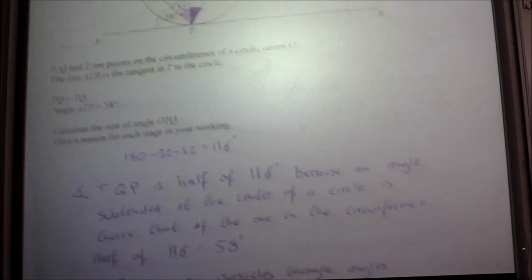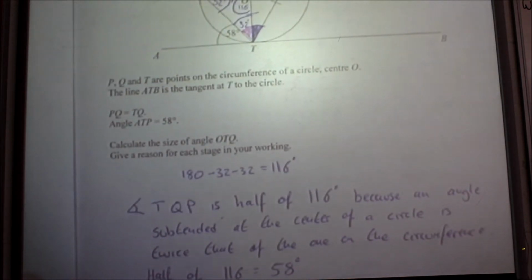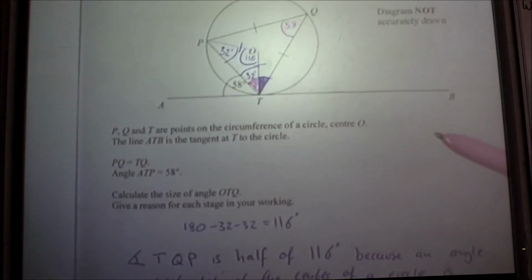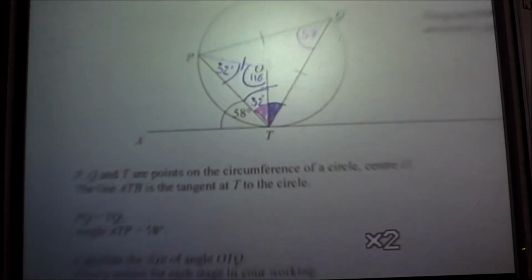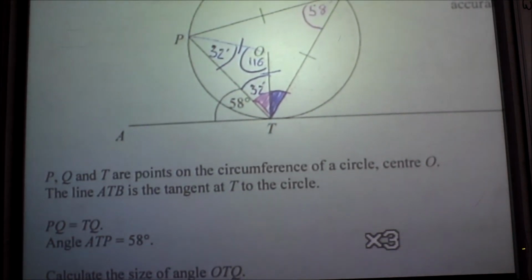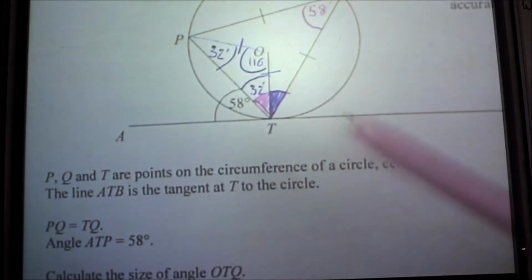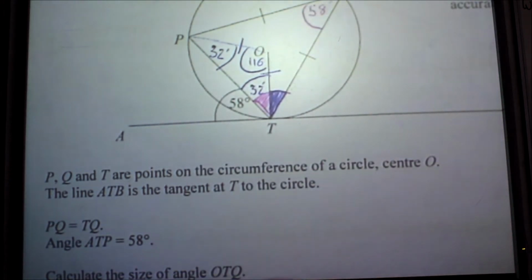Question number 13. It's a circle theorem one. Again, I'm going to fill in information as I go along, so I can help myself to work it out. I'll zoom in on the circle so you can see what I've done, and I'm going to read about it. P, Q and T are points on the circumference of a circle. The line ATB is a tangent, so that's ATB there.